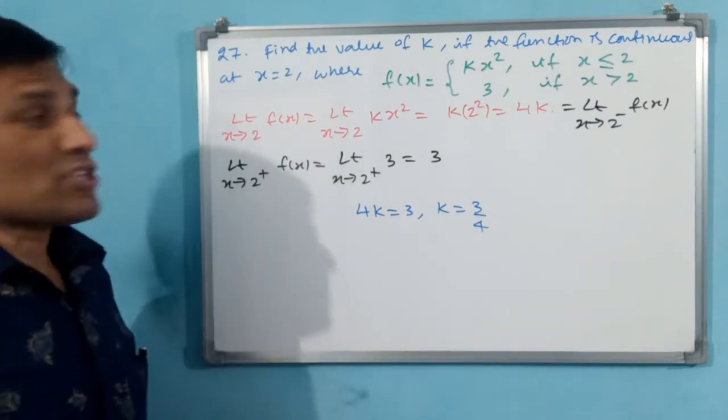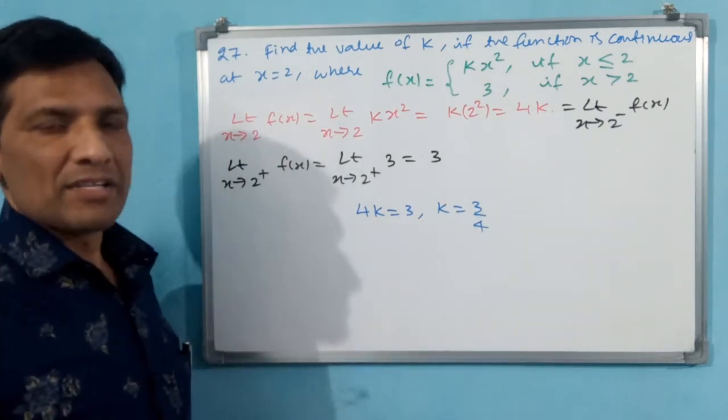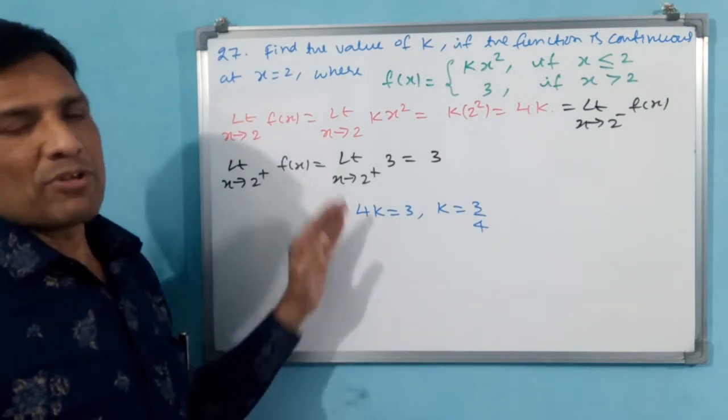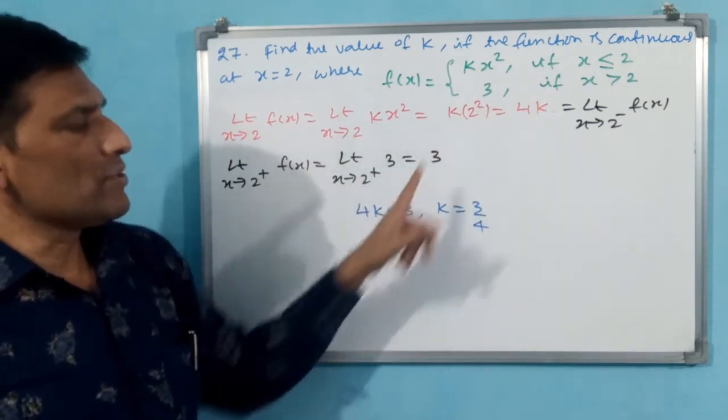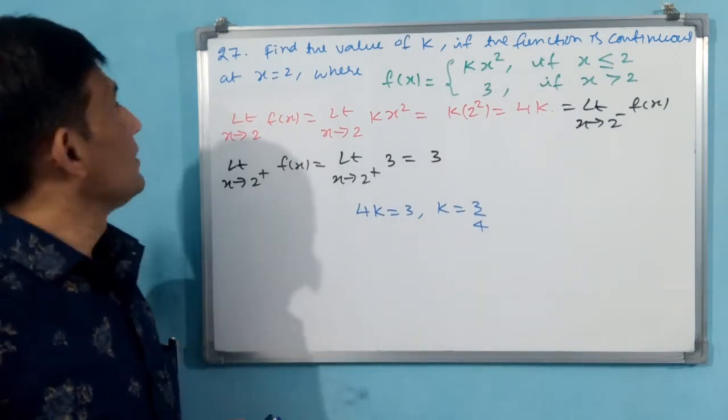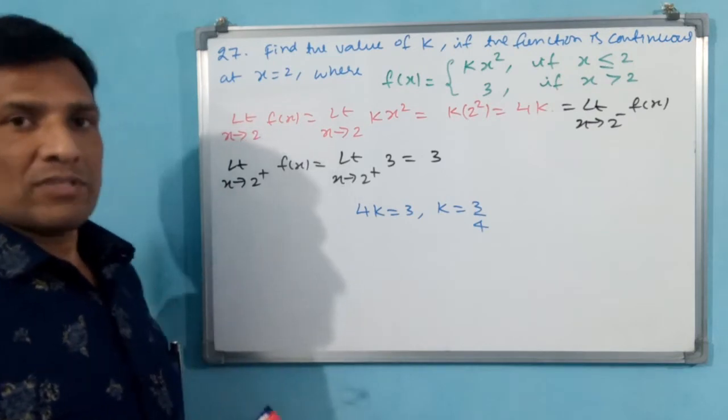Okay. See, some steps you write. Why? Because I have avoided steps. Why should we waste time? You know very well, left hand limit is equal to right hand limit is equal to main limit. That is why 4k is equal to 3. Like that you write and equate and you get this answer. That's all. Okay. Let us go for 28th question.